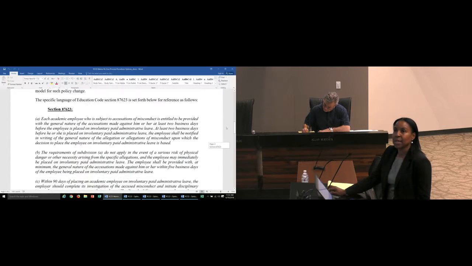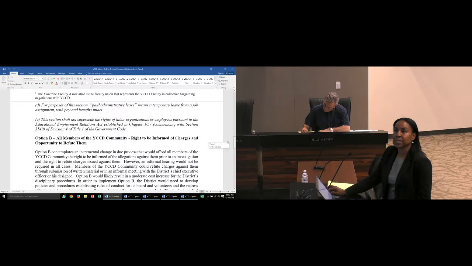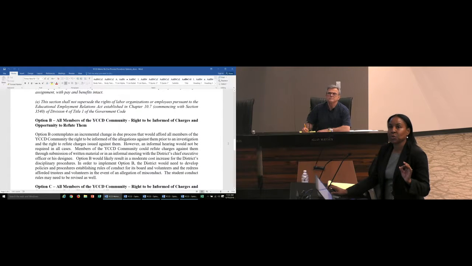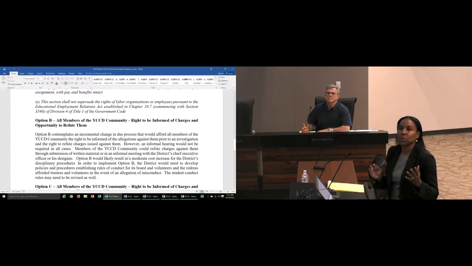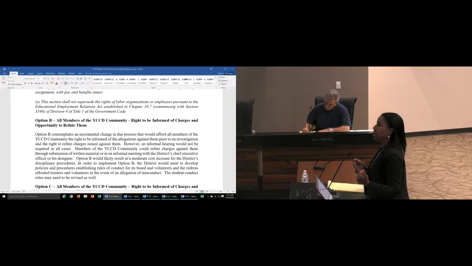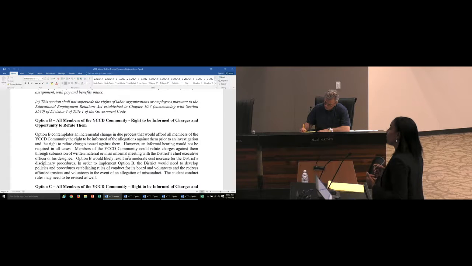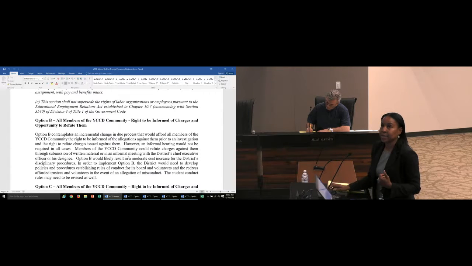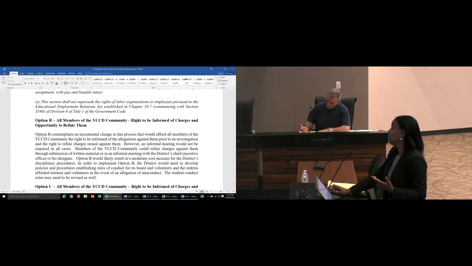Option B is going to have a cost impact because this means that we have the right to be informed of charges and an opportunity to refute them, which means members of the community could refute charges against them through submission of written material or an informal meeting, but you're going to have to put a little bit more into the infrastructure in order to accommodate this process. And in the chart, there is an estimate of attorney hours and staff hours so that you know what the estimated cost would be. That is based upon the general market rate per hour of attorneys and generally how much time it takes to go through the process.